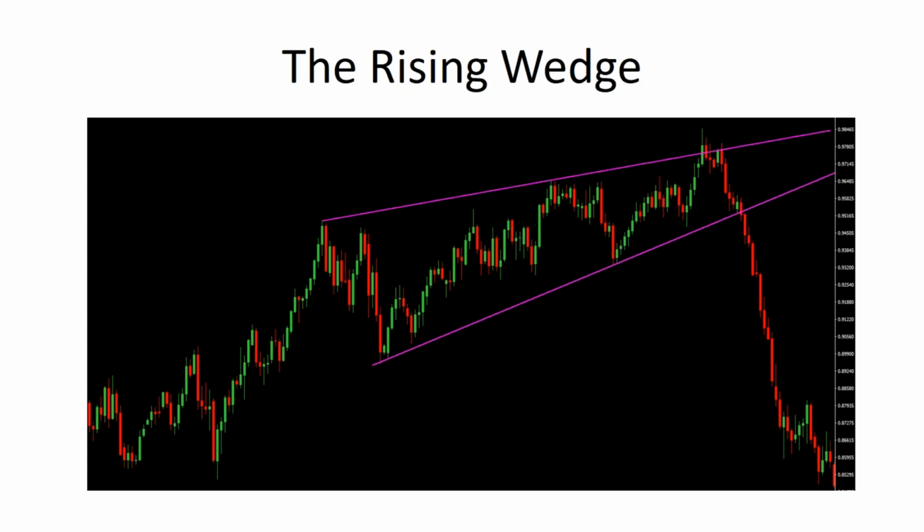And exactly the same as we saw with the falling wedge, all we're looking to do is trade a breakout. So this is a bearish reversal pattern, meaning that we're looking to get short. So we want to trade as price breaks down below the low of that rising trend line, a stop goes above the recent high, and then we're simply looking for a target at the bottom of the structure.